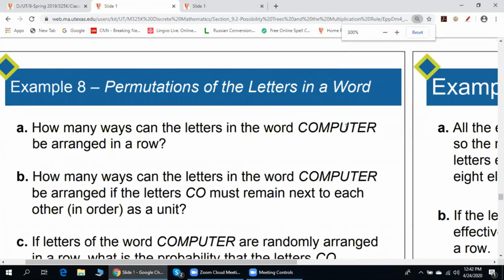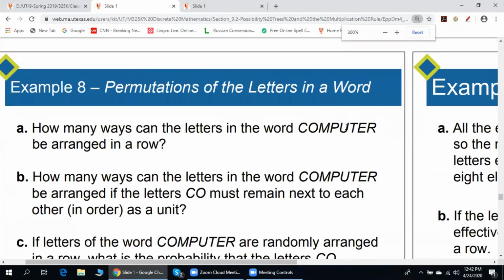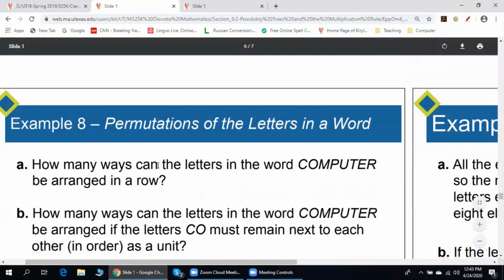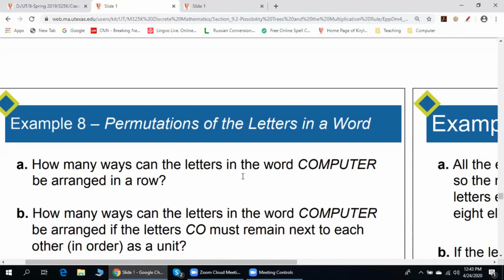So please take a look at this problem. How many ways can the letters in the word computer be arranged in a row? Anybody? 8 factorial? In 8 factorial ways, because we have 8 distinct letters.